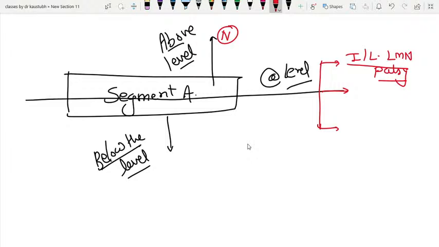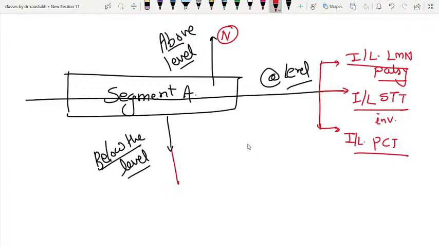Okay? We are talking about hemisection, right? What would happen to spinothalamic? Again, it will be ipsilateral, right? Same sided because it has not crossed at this level. So ipsilateral spinothalamic tract involvement, that is same sided loss of pain and temperature. What would happen to vibration and proprioception? Again, ipsilateral loss of PCT, right? What would happen below the level?